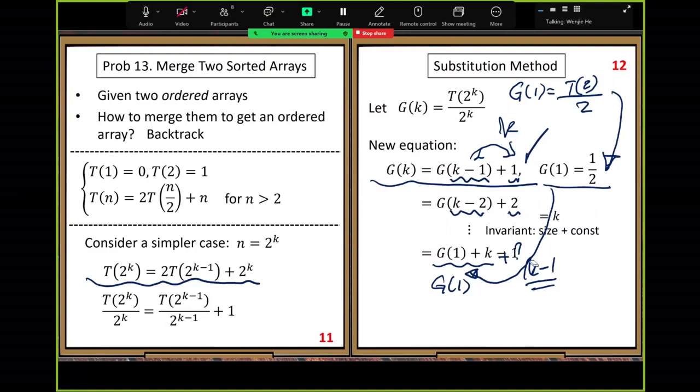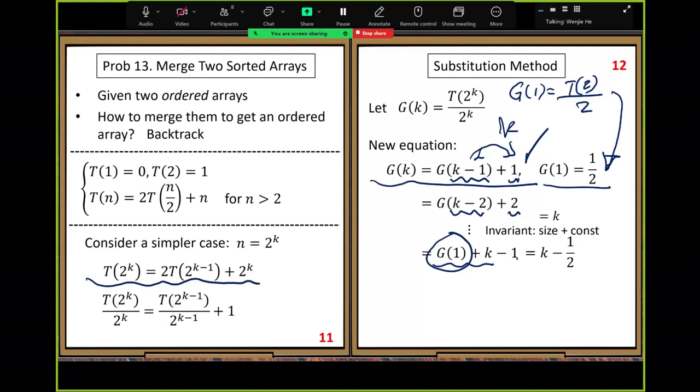Are we defining k as a positive integer? Yes, k is a positive integer. But here, that's a question. Let's delay that question. Here we assume k is a positive integer. So your expression: g of k equals k minus 1/2, because g of 1 is 1/2.